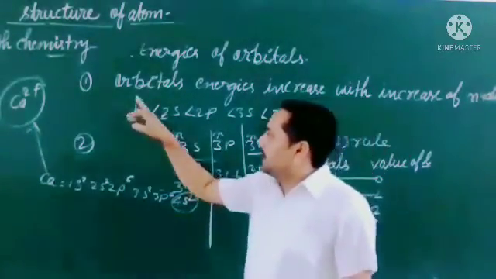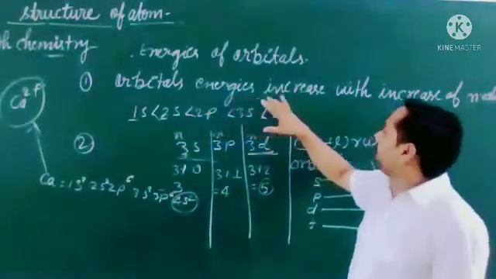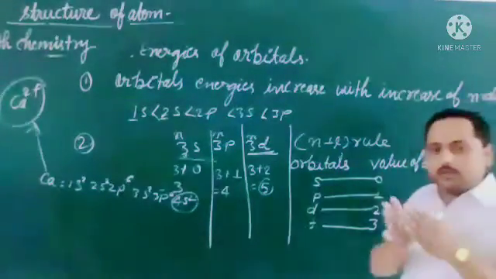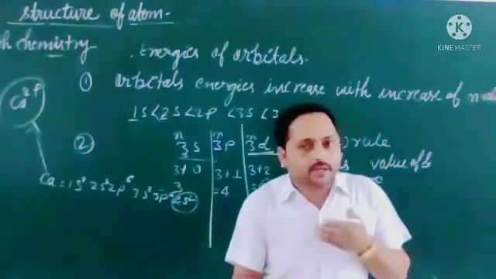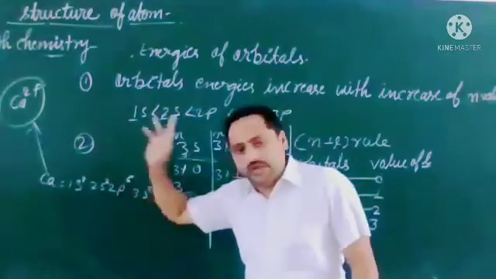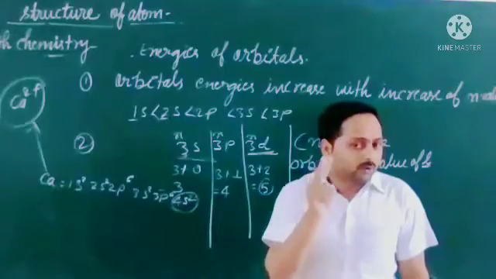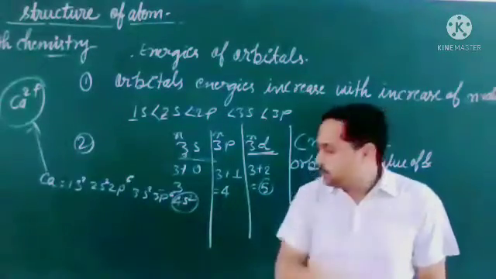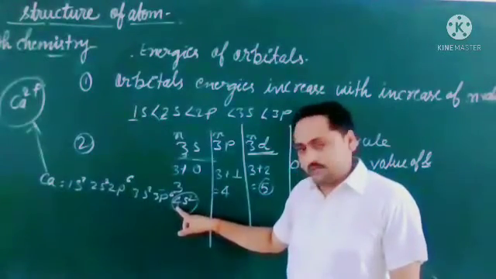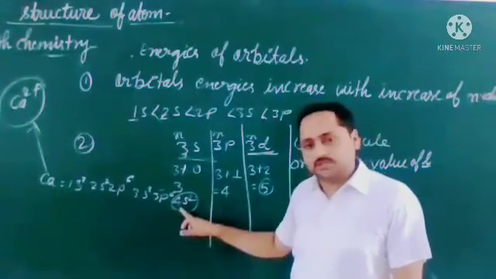The first rule says that orbital energy increases with increase of n. If the n value is increasing, orbital energy will increase. So that we have followed here. We have to remove two electrons, and electrons are always removed from the outermost shell. In this we see 4s is the fourth shell. This is outermost, and the electron will be removed from this.